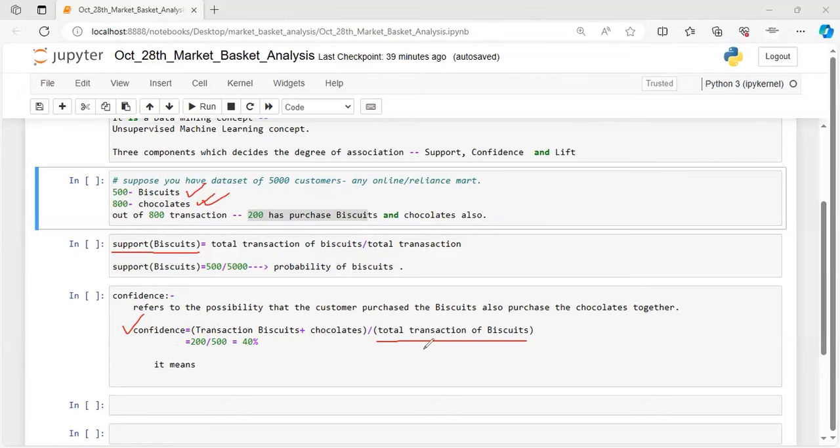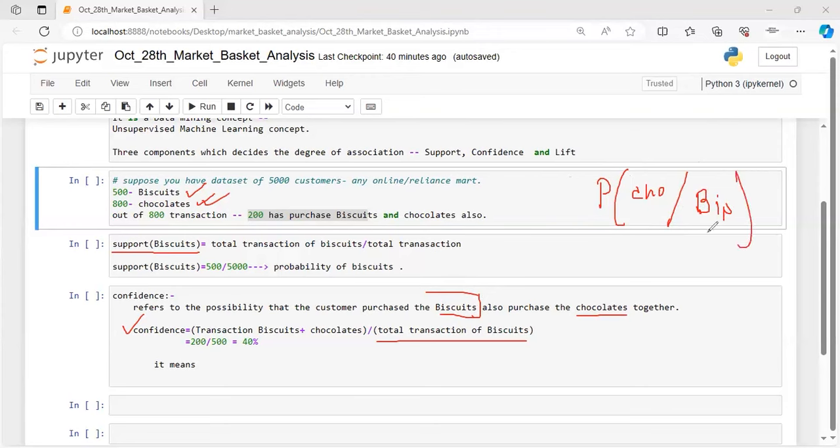Whoever chooses the biscuits, what is the probability that they are going to choose the chocolates? Yes, the same thing I'm doing here. It refers to the possibility that a person who purchased the biscuits, the first event has occurred. Just take the example: probability of chocolate, given the biscuit event has already occurred.